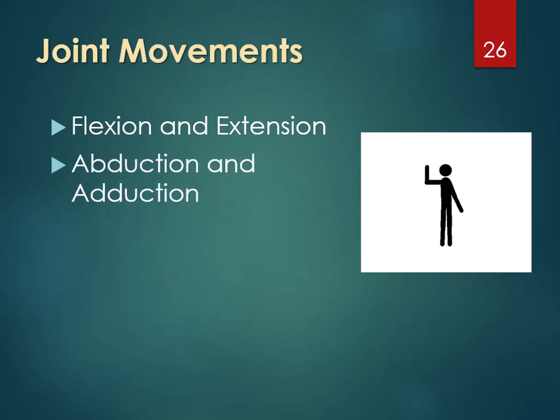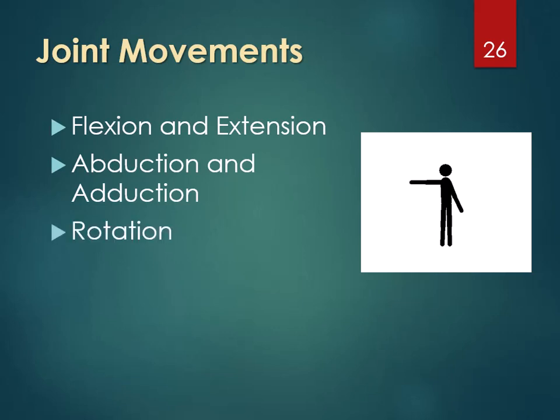Abduction is like doing jumping jacks. When your arms and legs go out, that's abduction. And when you bring them back, you add them back to the body. When your arms are hanging down and your legs are together again, that's adduction. Abduction is away from the body. Adduction is back towards the body.